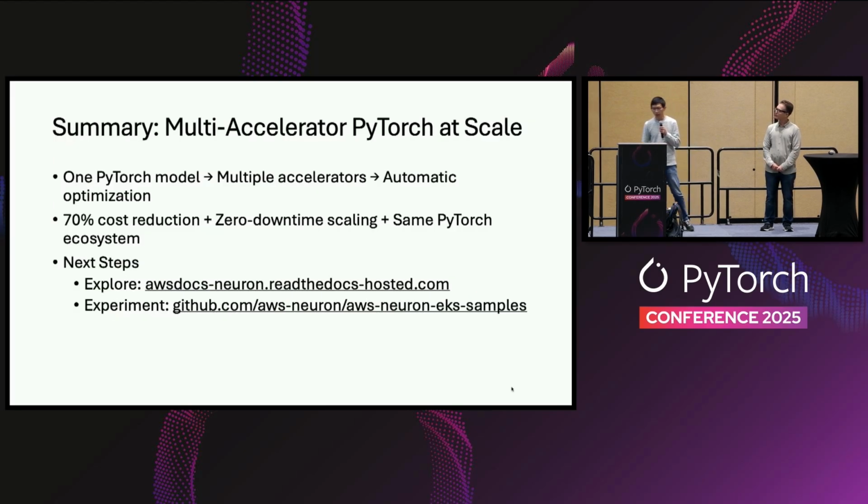And so today we showed the potential of the fleet with shifting traffic, and then we demonstrated the potential of leveraging 70% cost reduction, again with the shifting traffic, depending on the actual fleet availability with the spot instances available. So the next step is to explore the documentation on the Neuron docs, and then try the experimental EKS examples on GitHub.